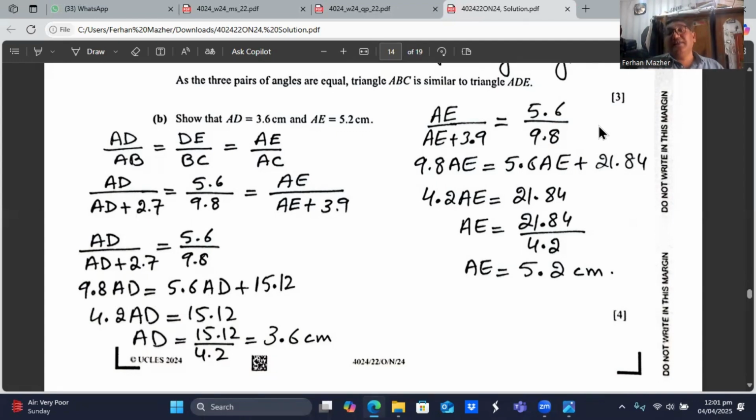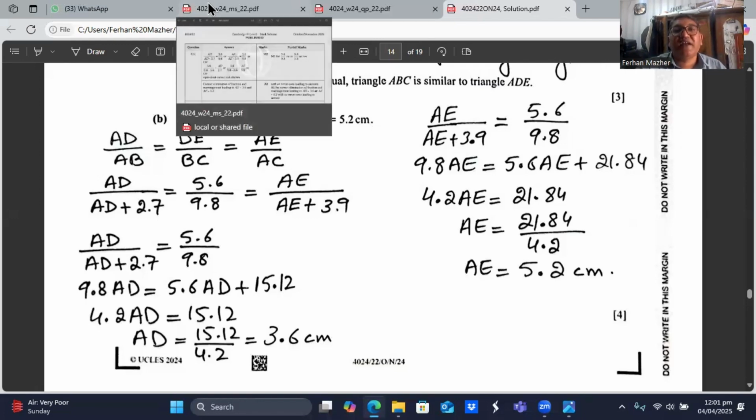9.8 AE is equal to 5.6 AE plus 21.84. So it will be 4.2 AE equals 21.84. AE is equal to 21.84 divided by 4.2, and AE is equal to 5.2 centimeter. So these are the two things which we were supposed to show.